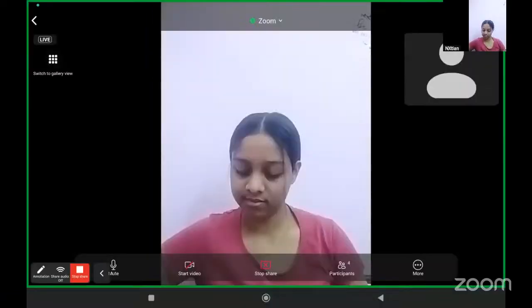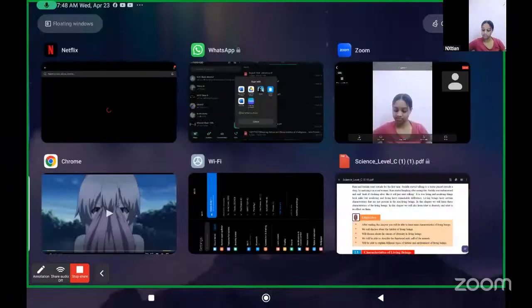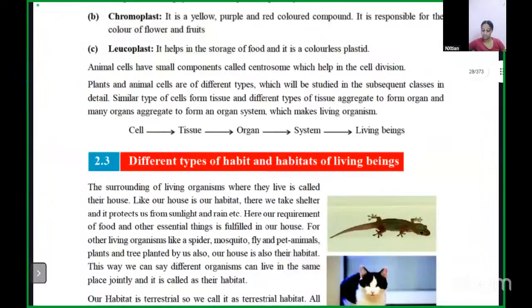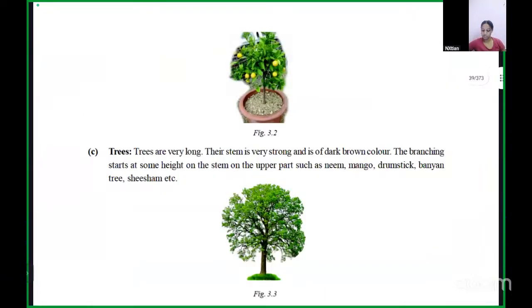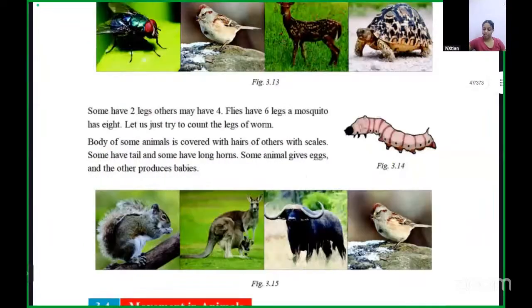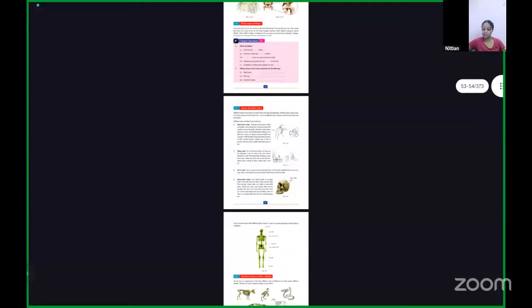Okay. So, yeah. All right. Where were we? Ma'am, we were on 4.1, 4.2 after the exercises. Oh, today, when will we have the test of science?